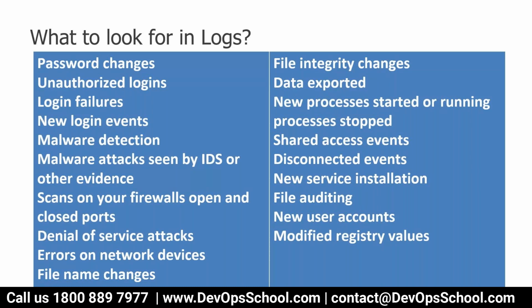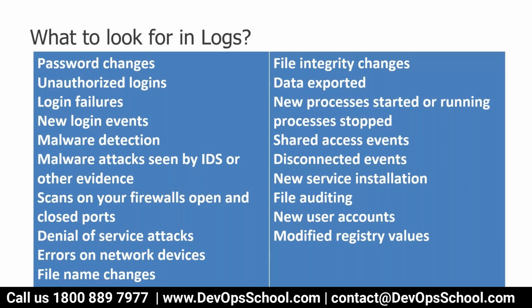For example, check the logs where you have password changes, unauthorized login failures, new login events, malware detections, malware attacks seen by the IDS or other evidence. Scans on your firewall, open and close ports, DDoS attacks, errors on network devices, file name changes, file integrity changes, data exported, new process started or running, process stopped, shared access events, and so on. Again, these are the things you can look for in the logs in order to get started. But again, it is a project-specific question what you want to look for in logs.